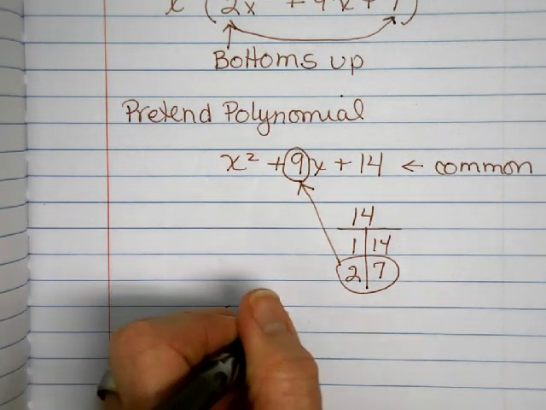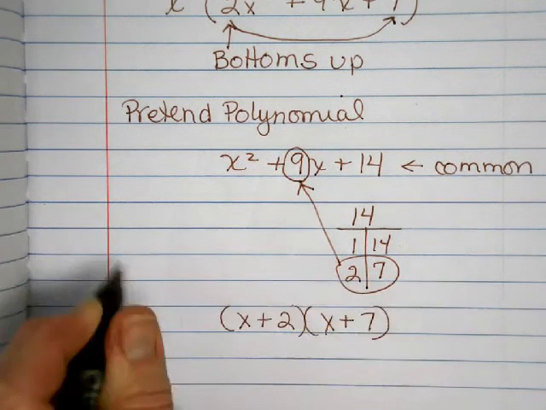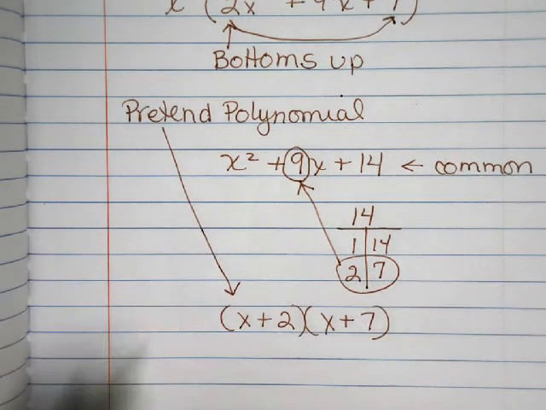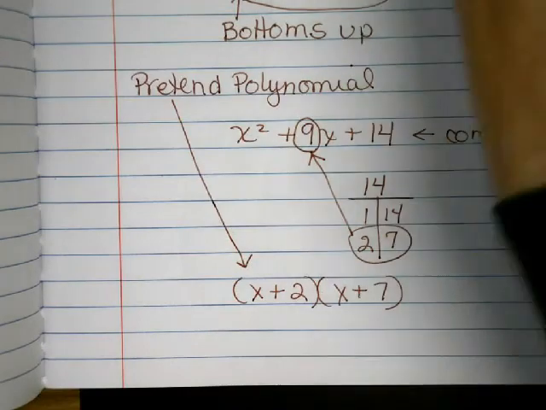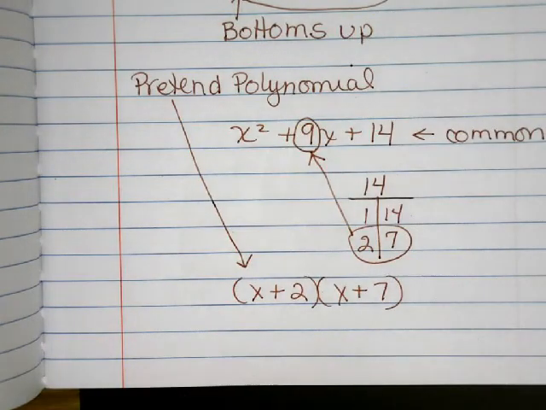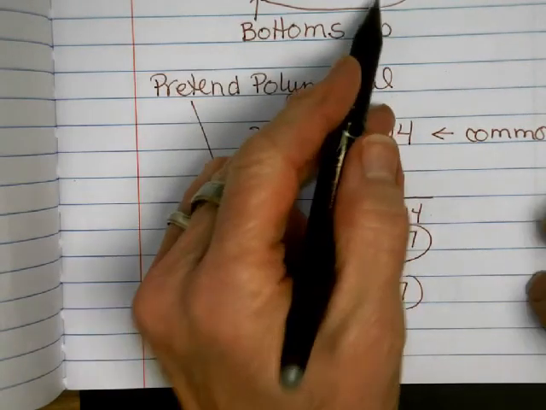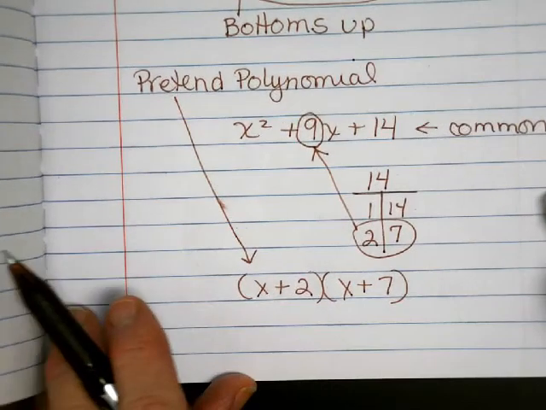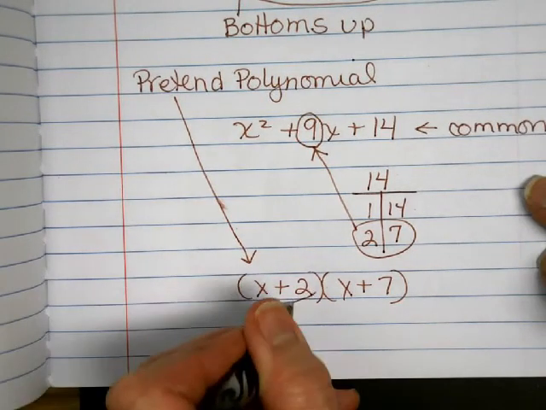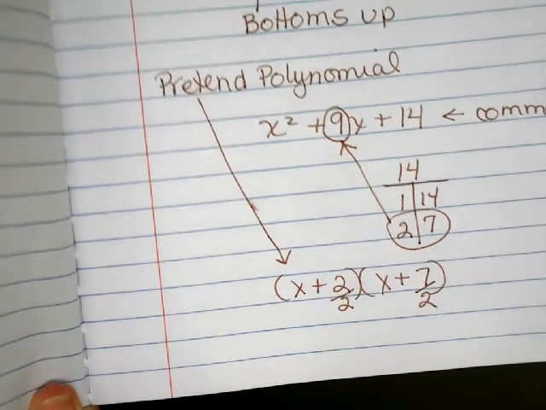There we go. So I write my factors. I have x plus 2 times x plus 7. But remember, that's pretend. Now this is how you go back to real. I multiplied a 2 to the end.